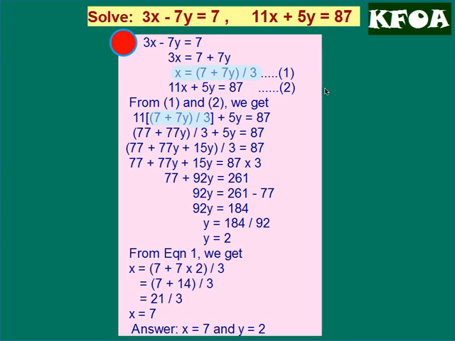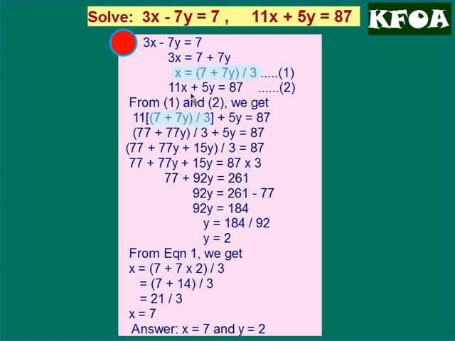Now, when you see here, 3x minus 7y is equal to 7 and 11x plus 5y is equal to 87. So here you can make 3x only the subject. So 3x is equal to 7 plus 7y, and x is equal to (7 plus 7y) upon 3. I am keeping 7 plus 7y in brackets because I was not able to make the denominator, I am just simply typing upon 3.